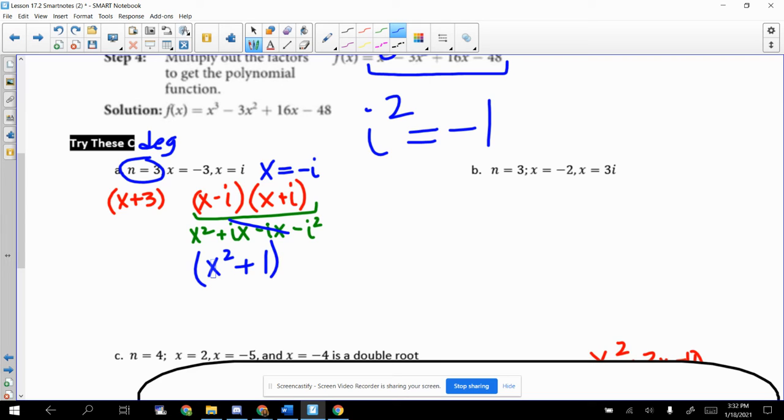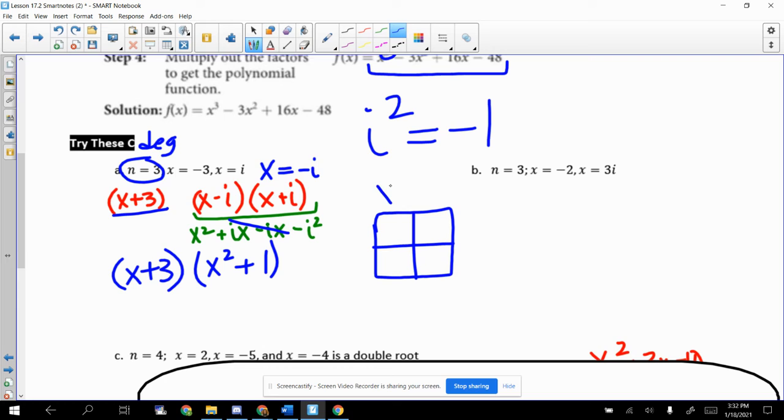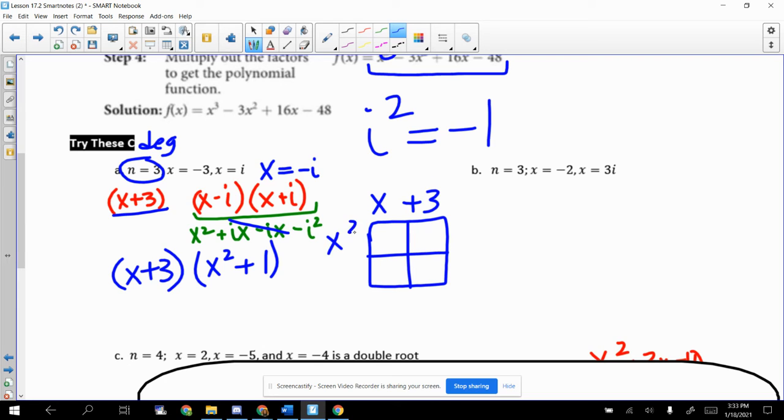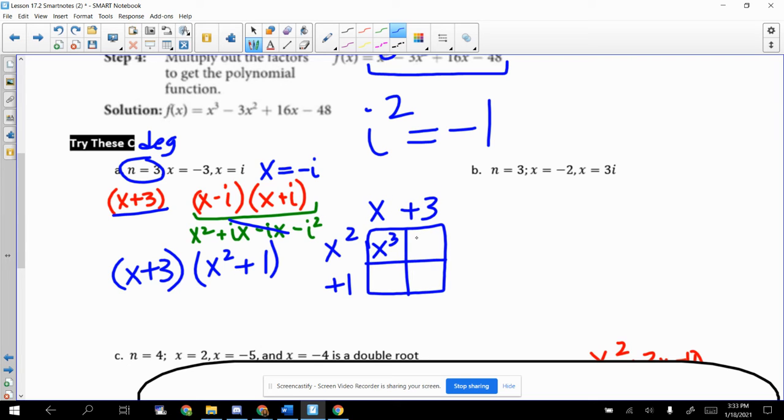Okay. So now we need to bring this down still. So we're going to do x plus 3 times x squared plus 1. And again, you can do the box method if you prefer, or you can FOIL if you prefer. So x squared times x is x cubed. x squared times 3 is 3x squared. x times 1 is 1x, and 3 times 1 is 3.